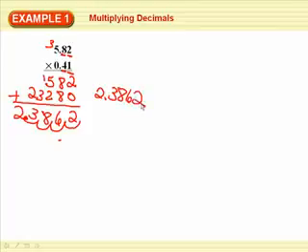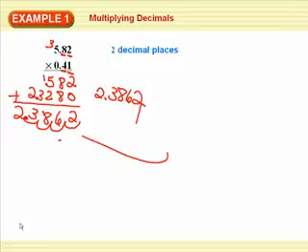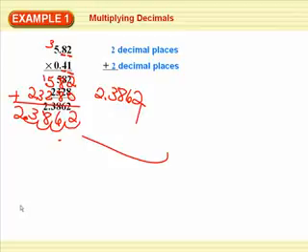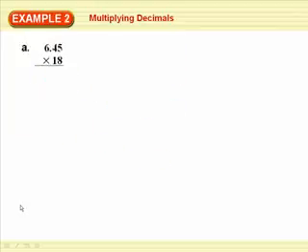So let's check that out and see what they do. Two decimal places plus 2 decimal places, and 2.3862. 4 decimal places in the answer.